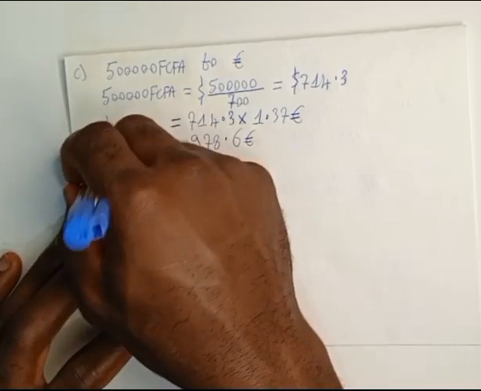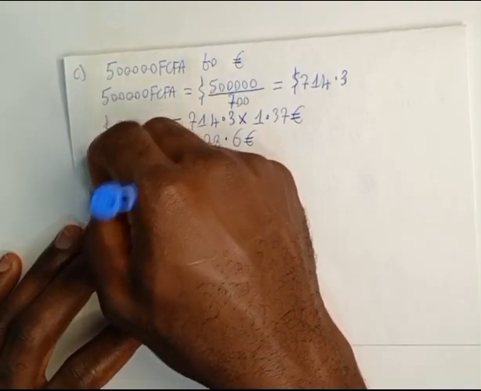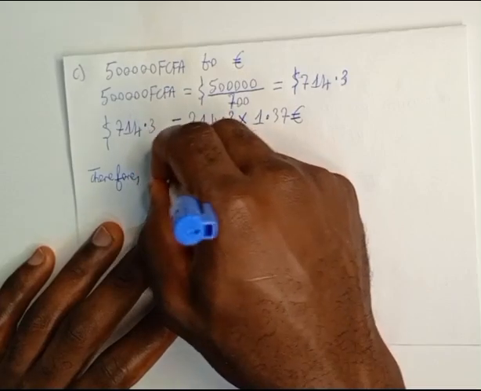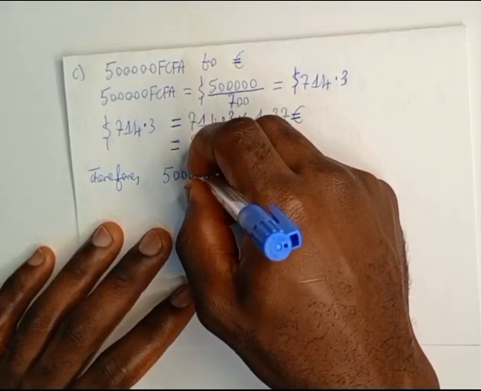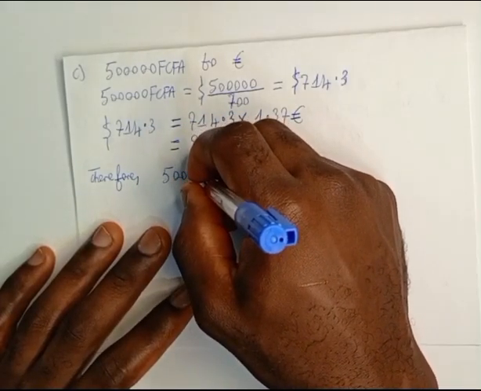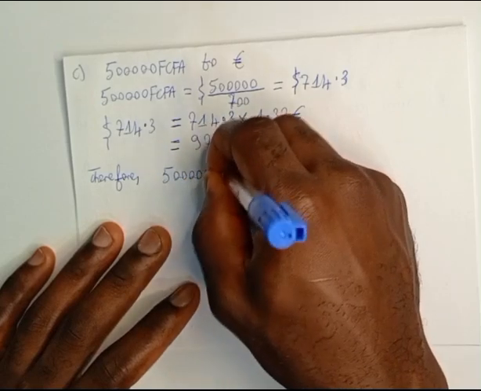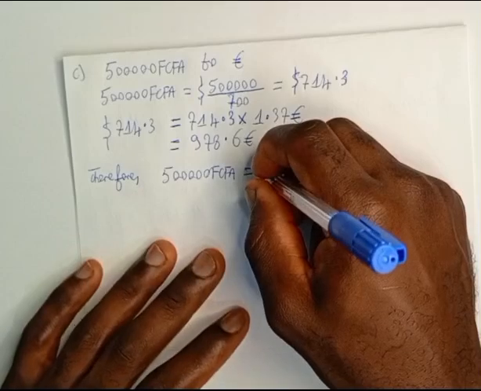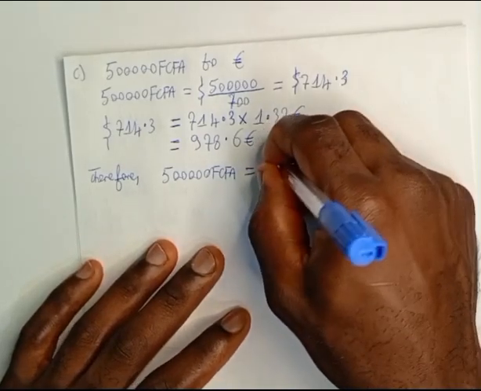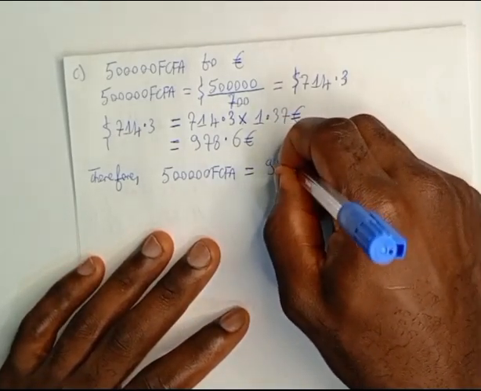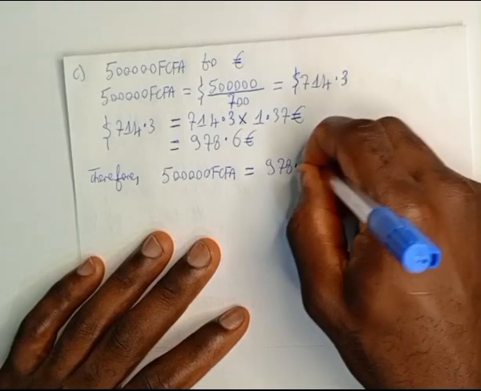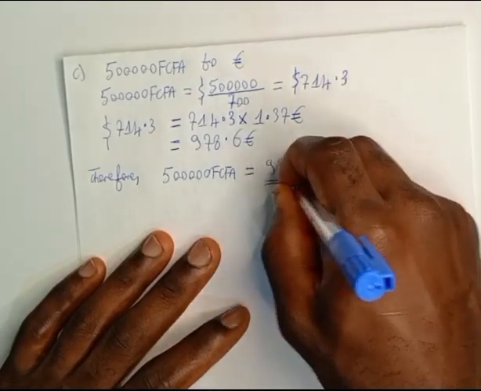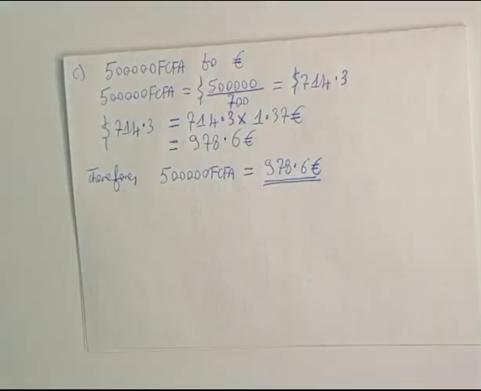Then we conclude, therefore, 500,000 francs CFA in euros is approximately 978.6 euros. Underline the answer.